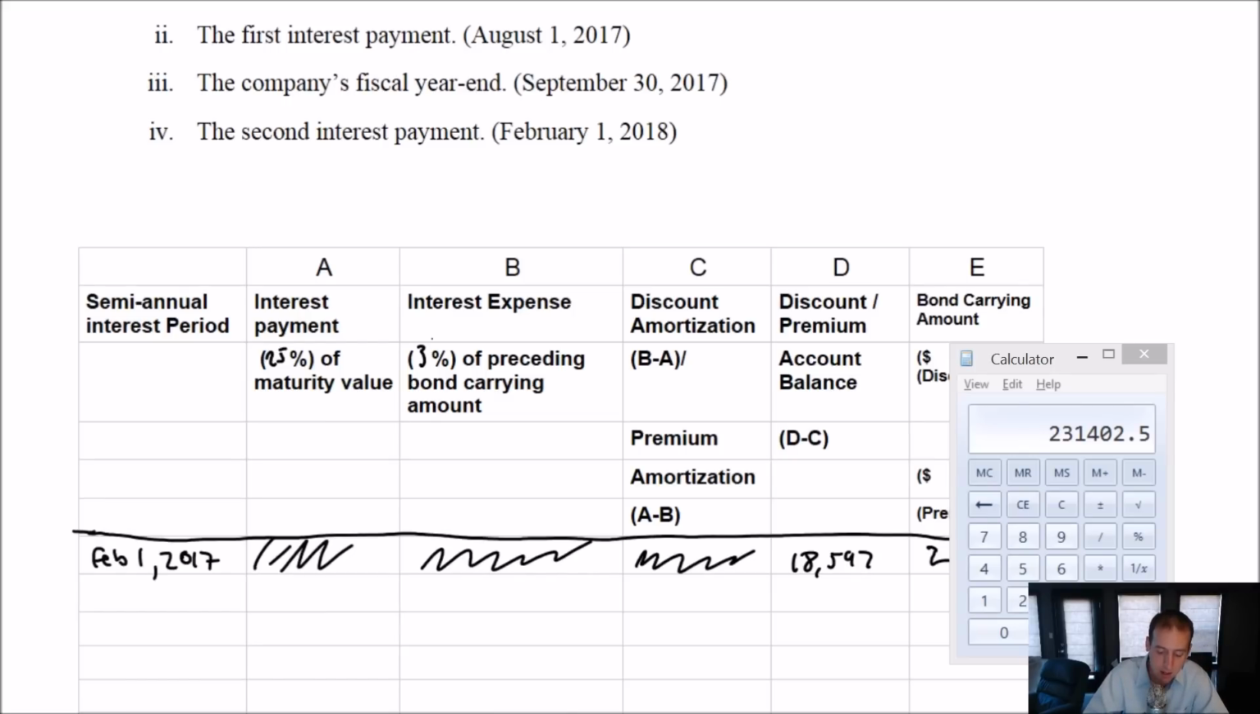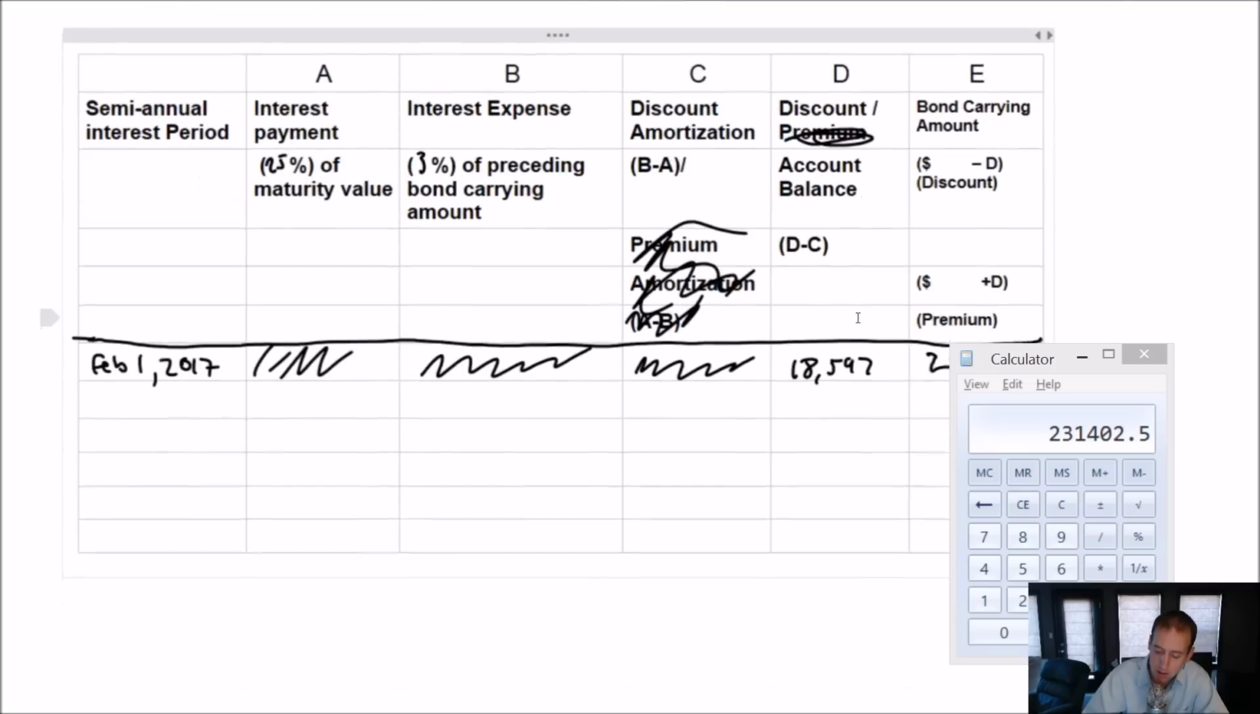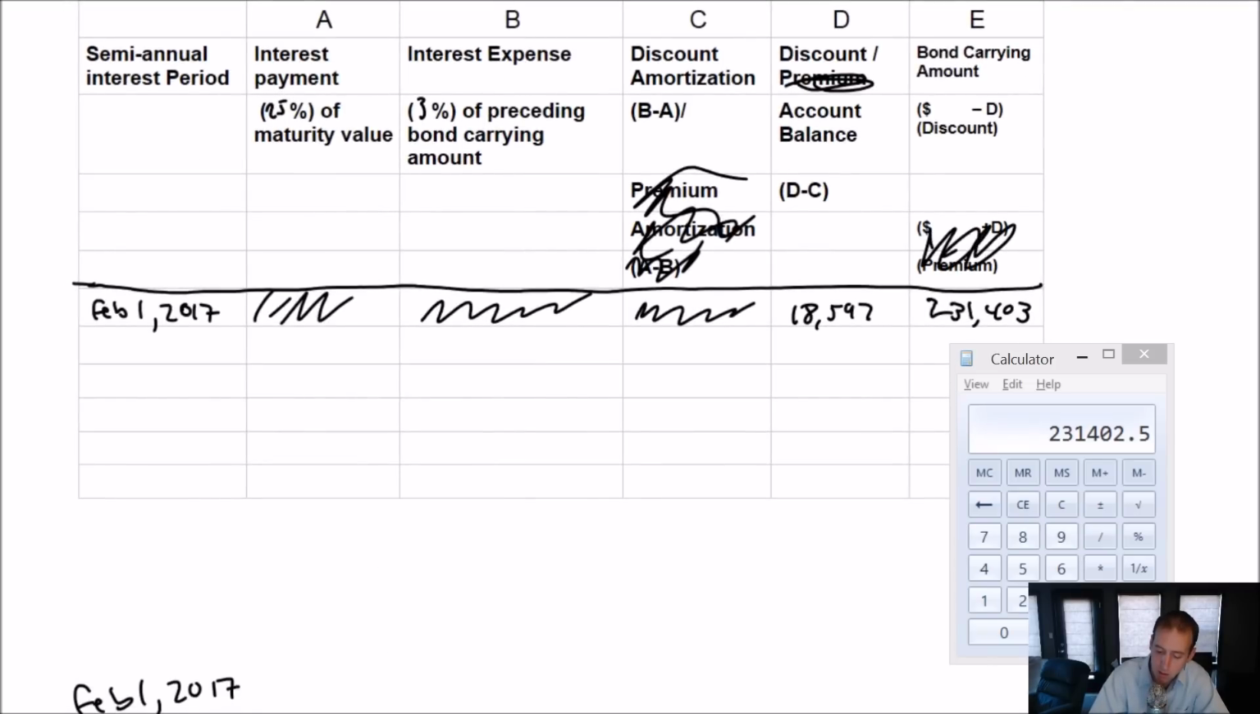Is it a discount or a premium? This is a discount, so I ignore any reference to premium amortization. It's not a premium account balance in this last column. Ignore the bottom, blank plus D. Now the blank here, blank minus D or blank plus D, this is the face value of our bond. The face value of our bond is $250,000.